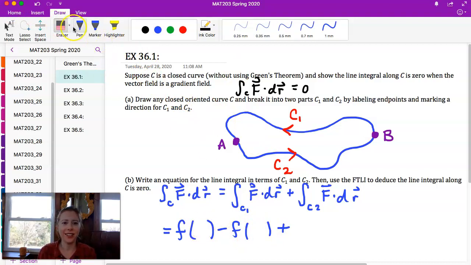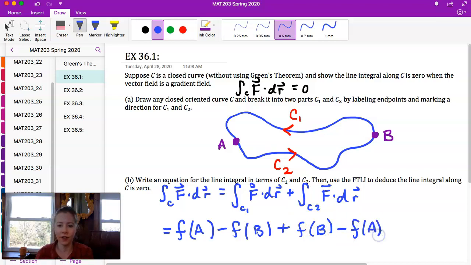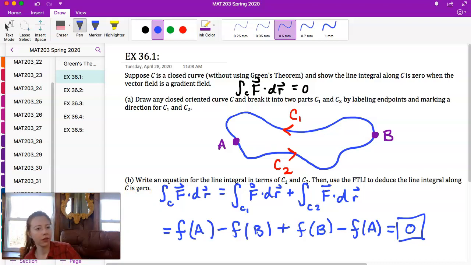All right, so our C sub 1 starts at B and ends at A, so we know it's ending minus beginning, plus f of B, which is the ending point for C2, minus f of A. And so the f(A)s are going to cancel, the f(B)s are going to cancel, and we end up with 0. Okay, so we have shown it. Okay, next.